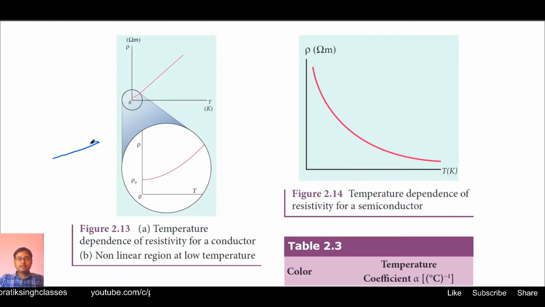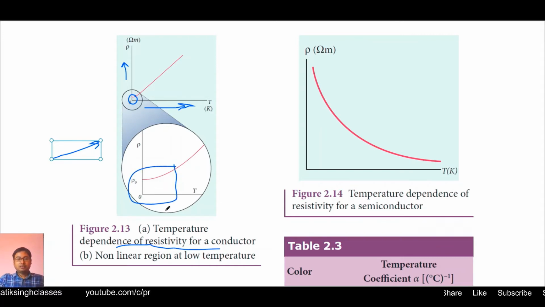As you can see in this figure, this is the graph of temperature dependence of resistivity for a conductor. At some initial temperature or zero temperature, there is some resistance. As the temperature increases, you can see that the graph becomes linear and it is also increasing. That means the resistance of the material is increasing, and so is the resistivity. So we can conclude that for certain low temperatures, the change in the graph is non-linear. After a particular temperature, the change becomes linear. As given here, non-linear region at low temperature.